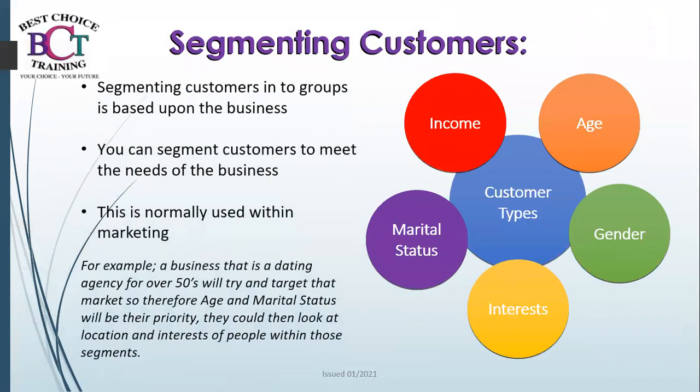Segmenting customers. These are split into groups based on the business. You can target these customers to meet the needs of the business, and this is normally within marketing. For example, a business that is a dating agency for over 50s will try and target that market, so therefore age and marital status will be their priority. They could then look at location and interests of people within those segments.